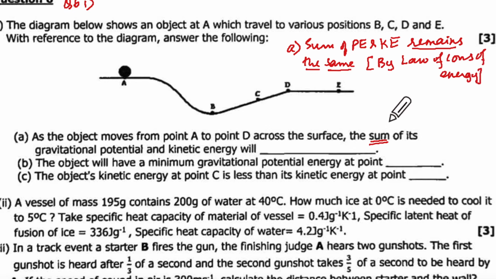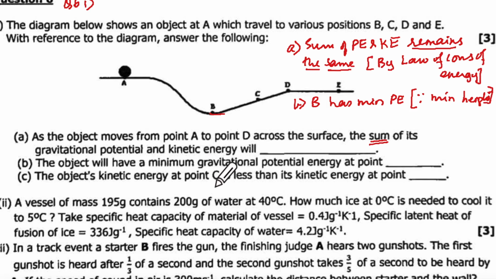What does our B part say? The object will have minimum gravitational potential energy where? B. B has minimum PE, and what is the reason? Since minimum height. Correct?